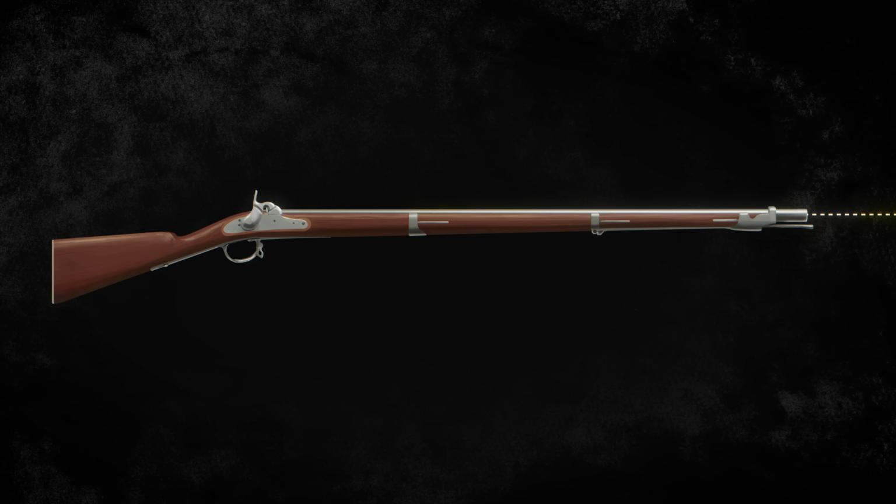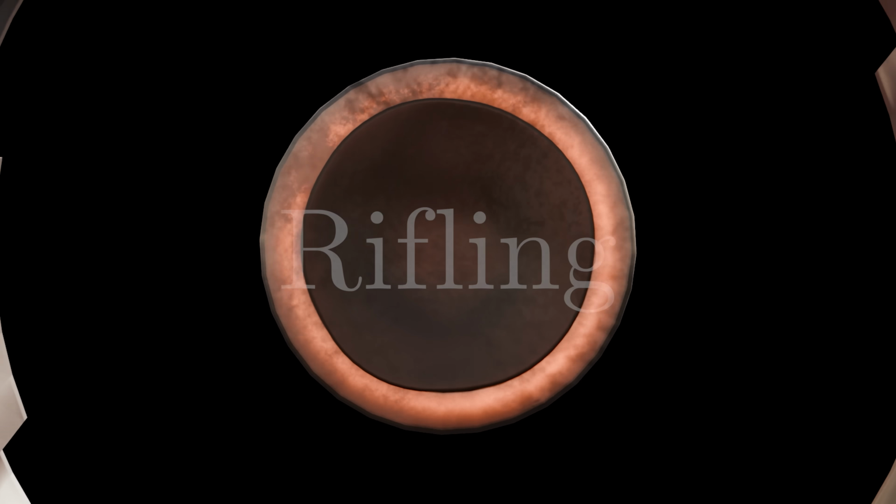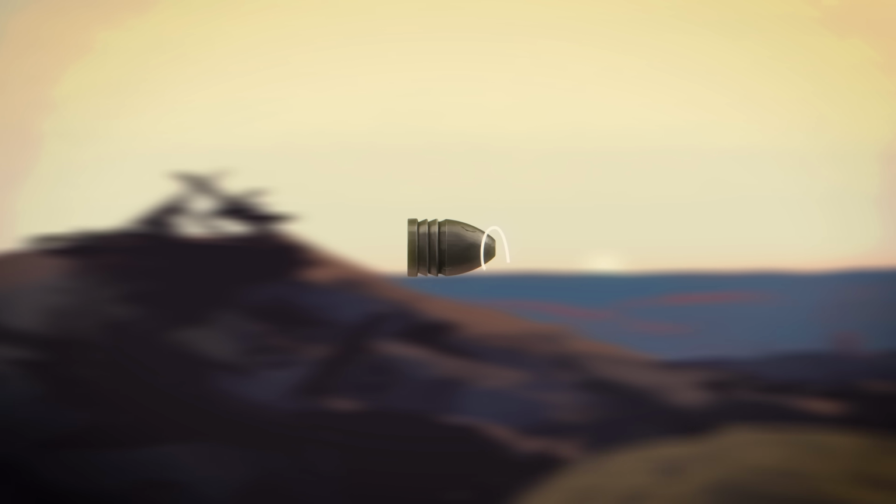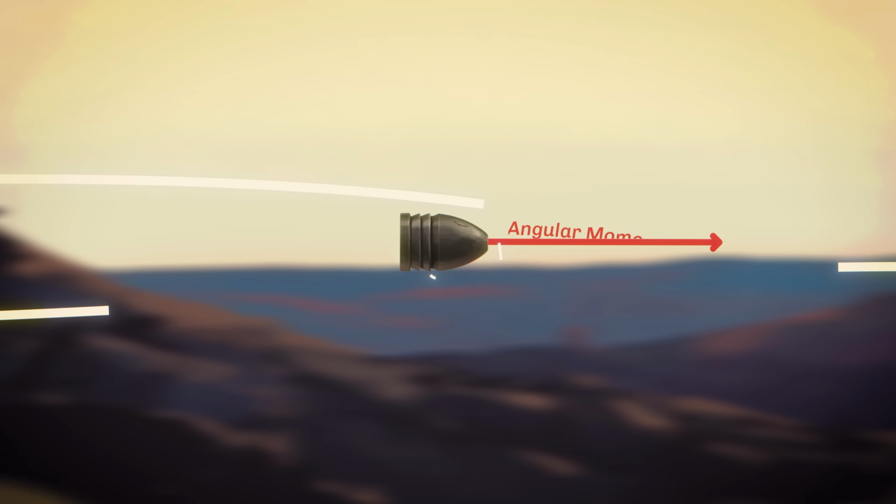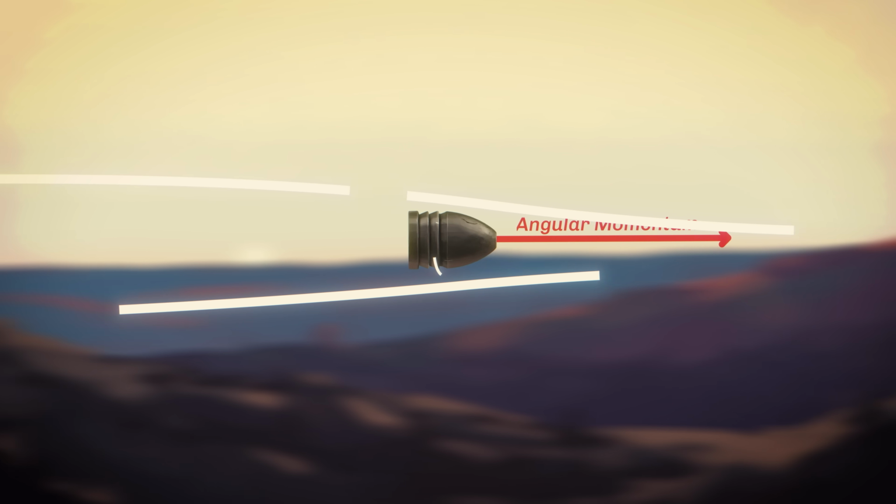But it also enabled something else. The expanded bullet could grip spiral grooves carved into the inside of the barrel, called rifling. This imparted spin to the bullet as it shot out. And this is key, because all spinning objects have a fundamental quantity they can serve, angular momentum. This helps them resist changes in their orientation.